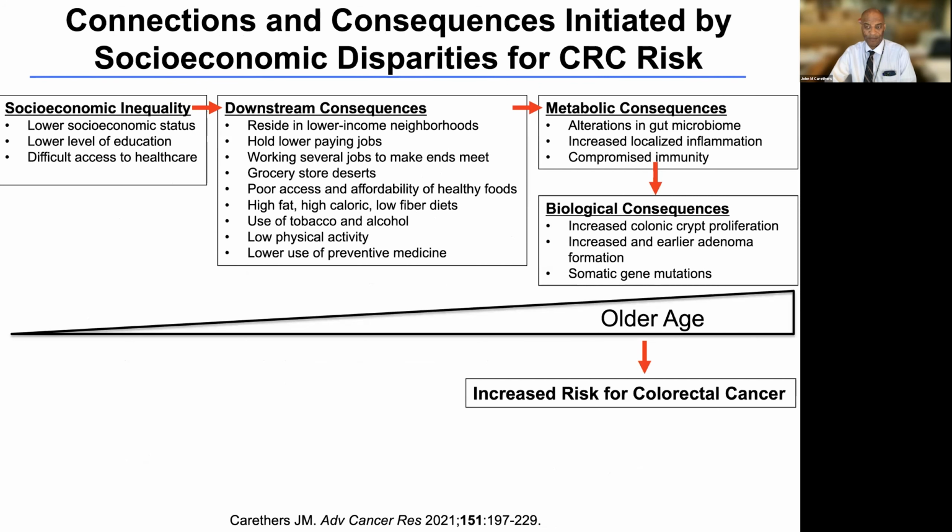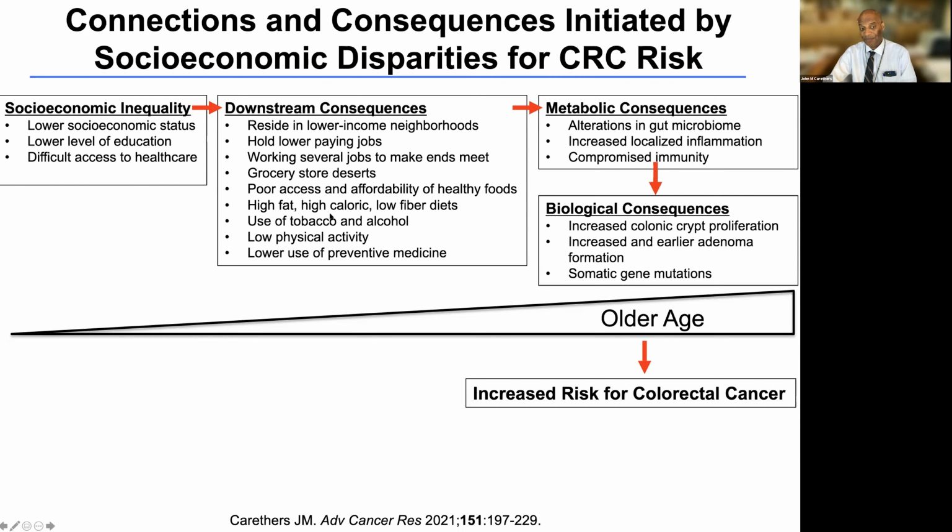Now, what's the real driver for this? Is it just because you're black or white or Native American? Unlikely. Most of these things are determined by the environment, and the environment is determined by your socioeconomic condition. And so this is a diagram I made for the recent article I wrote. In reality, if you look at poor people, even in Appalachia, their risk is increased for colorectal cancer. So there's a level of socioeconomic inequality, where you have a lower socioeconomic status, a low level of education, and may have more difficult access to healthcare. And that leads to downstream consequences, because your socioeconomic status determines what neighborhood you live in, the type of job you hold, whether you live in an area where there are grocery store deserts, and don't have access to fresh fruit and vegetables. In other words, you have only access to canned or high-fat foods.